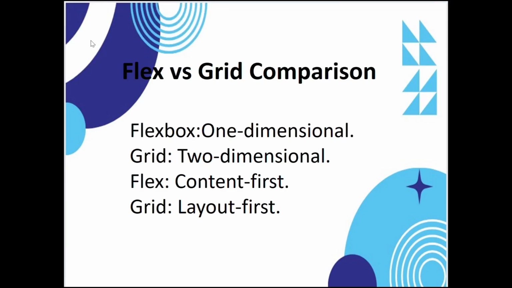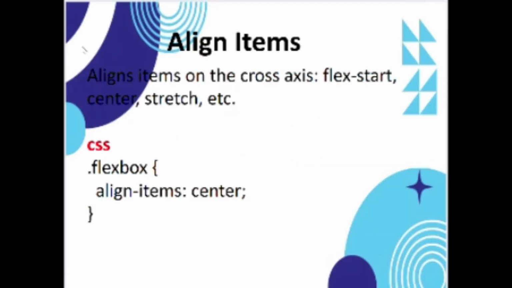Let's take a quick recap. What was the cross axis? You can center items, stretch them or align them to start or end. Using align items, we can start either from the end or from the center or from the stretch, wherever you want to place the element.